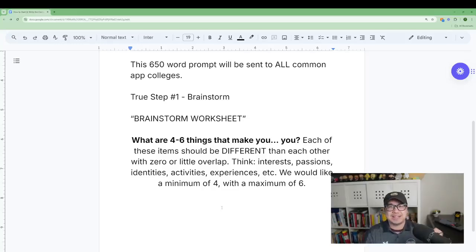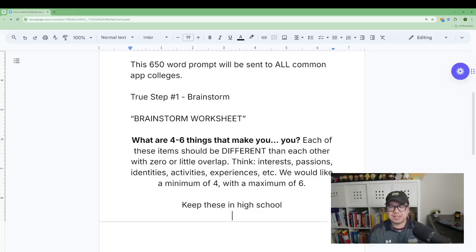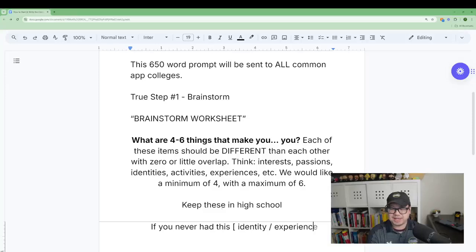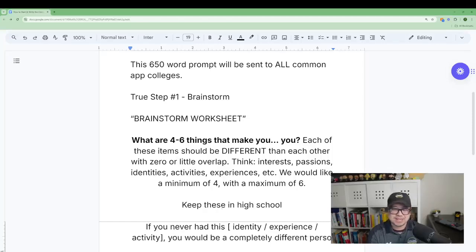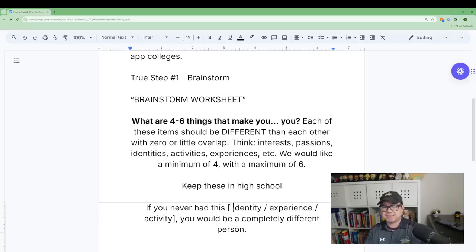So these are things in high school. You want to keep these in high school, that define you as you. What things make you up? If you never had this, whatever it is, identity, experience, activity, you would be a completely different person. Not saying it's good or worse. It just means you will be a different person altogether. So that's the biggest thing here.